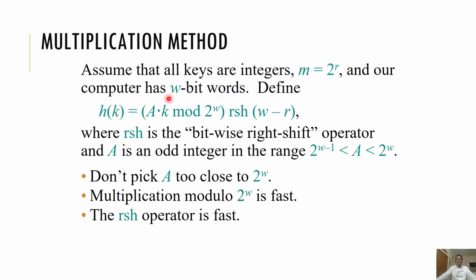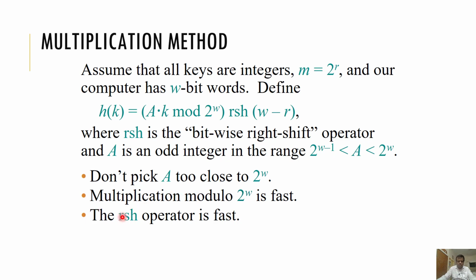Suppose our computer is w bit, say now it is 64 bit. Our keys are also w bit. So, we choose a constant a which is w bit, and we multiply the key, which is w bit, by a. So, it is 2w bit. Now, we want to make it again w bit. We take it mod 2 to the power w, and then we take the right shift by w minus r bits. This will give us h of k. This is the bitwise right shift.